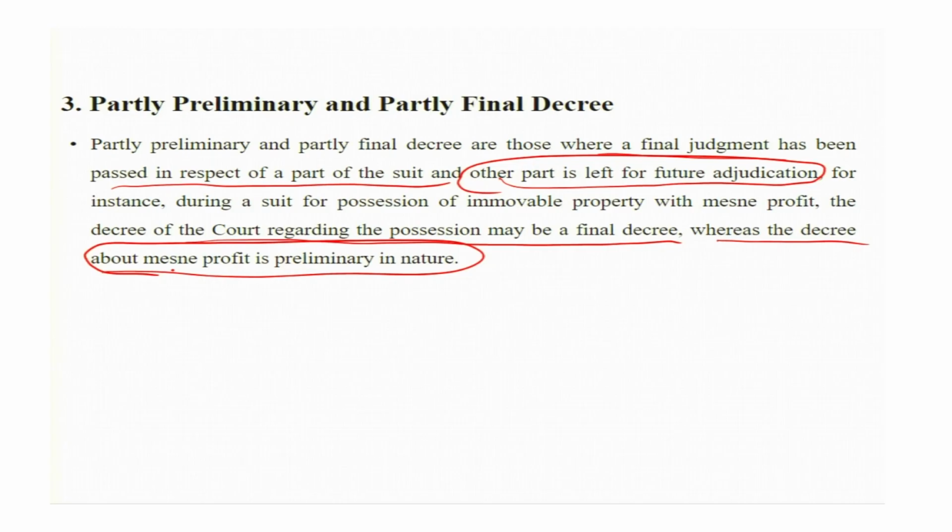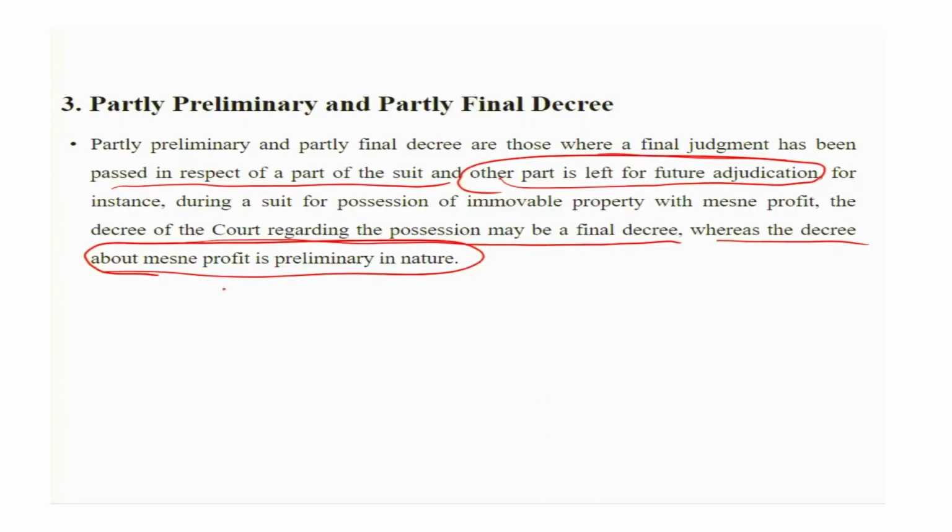You can understand with the help of this example also, mean profit, because mean profit can fluctuate, that depends on the market rate, because this is a question of calculation actually. Court has to calculate for how much profit you are entitled. You have been legally dispossessed by someone, for how much profit you are entitled. So that is the reason I am telling you mean profit is preliminary in nature, this is not the final one.